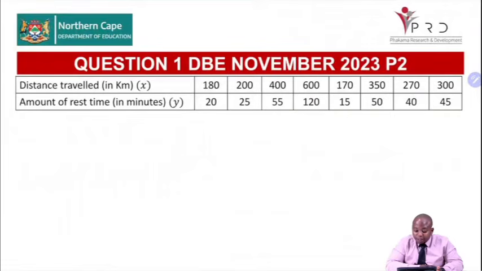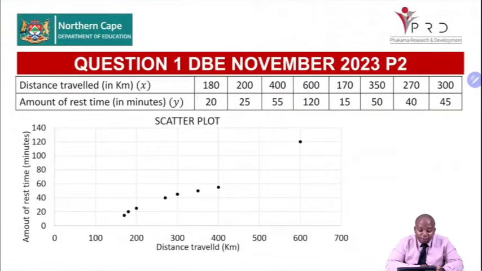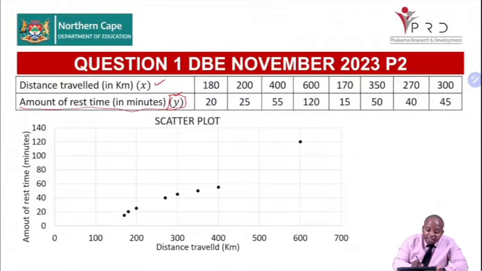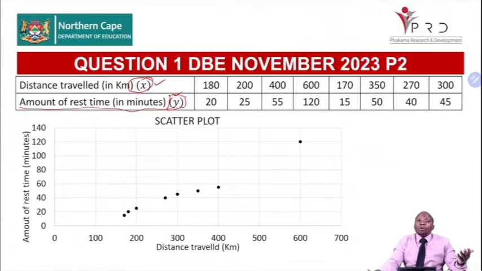Let's go to our scatter plot. To represent the information, the first thing we are going to do is look at the amount of rest time. So this is our y, because it says so in our question, and we are going to represent it on our y-axis. We are going to represent the distance traveled on our x-axis. Now, to draw the scatter plot, we just plot each and every point that you see right here. And how are we going to do it? We are going to look at x.